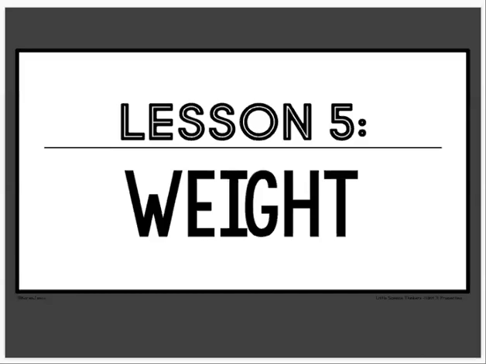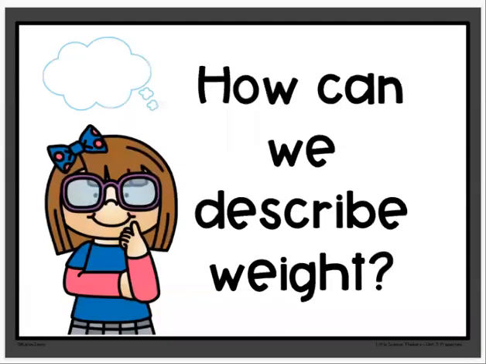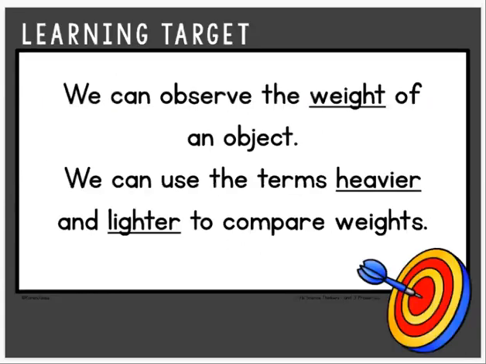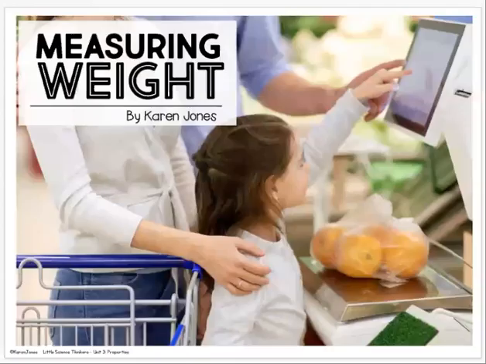Okay, welcome to today's science lesson. Today is lesson 5 of our Properties of Matter unit. Today we are learning about weight. I want you to think, how can we describe weight? Our learning target for today: we can observe the weight of an object. We can use the terms heavier and lighter to compare their weights.